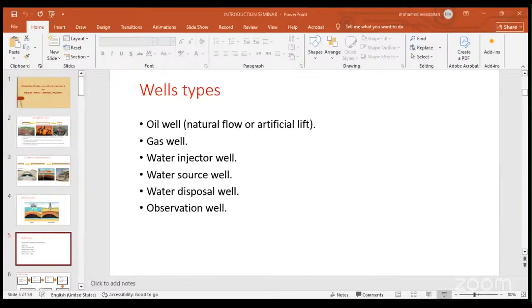So the last well type is observation well, in which we drill a well and record the pressure to measure the reservoir pressure, or to monitor the oil-water contact, which is moving while producing, to detect which zone will be perforated later in the well that will be drilled. So as a summary for the well types, we have oil well, gas well, water injector well, water source well, water disposal well, and observation well.